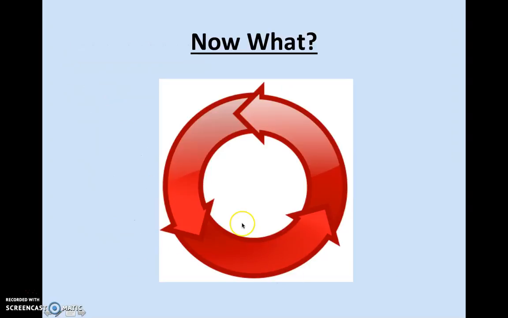And then at the end, the cycle starts again. You determine, all right, do they have it? What's the next step for us? What writing trait should we focus on next? What should our writing lesson plan be? Where do we need to go from here?